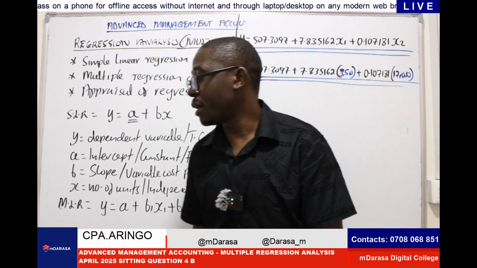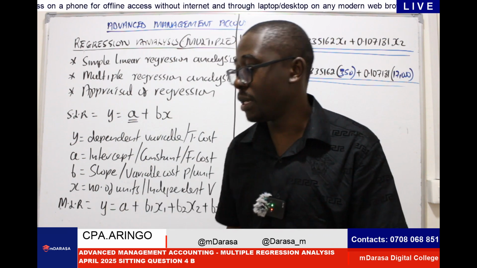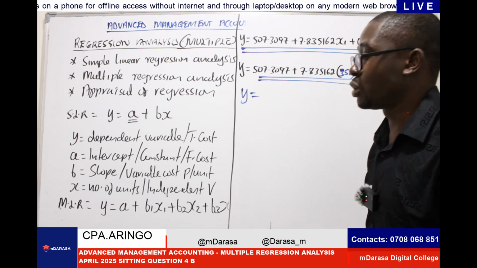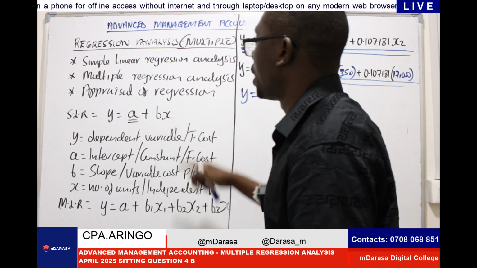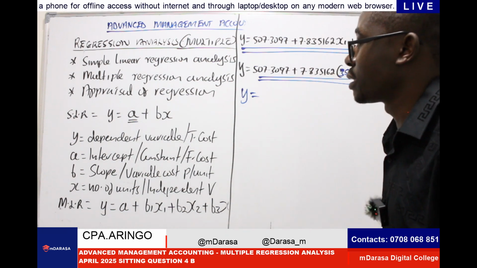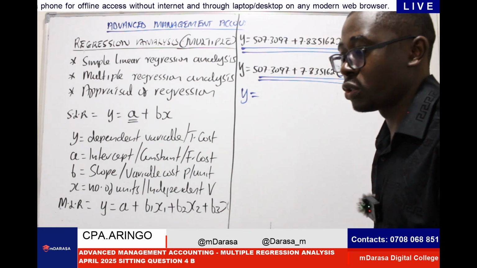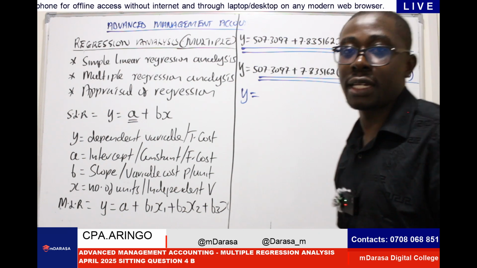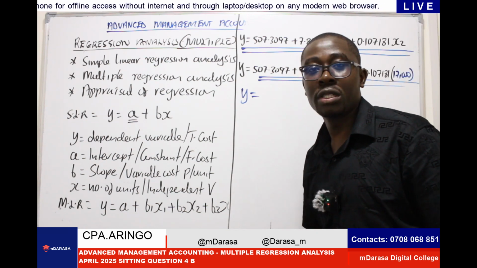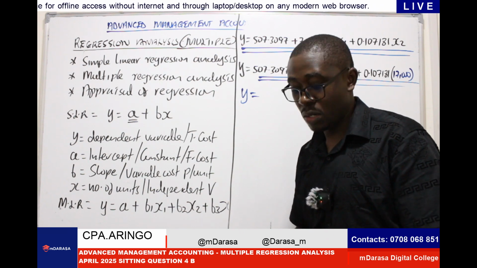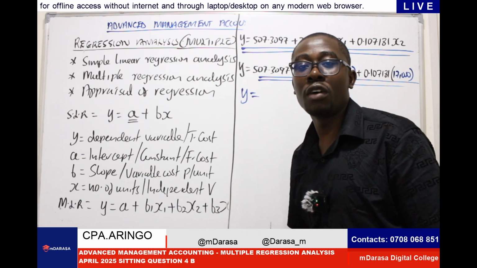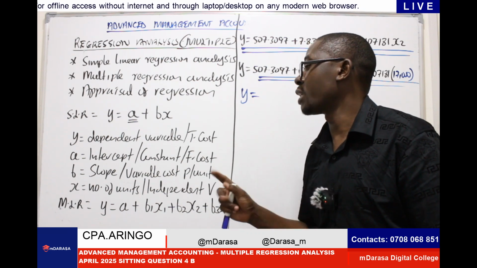The other part, I want you to join me in the next session, where we are going to handle the component as Mwalimu had mentioned, that is, the appraisal of regression analysis. Appraisal of regression will always talk about the concept of the standard error, the concept of the coefficient of determination, and the analysis of variances.